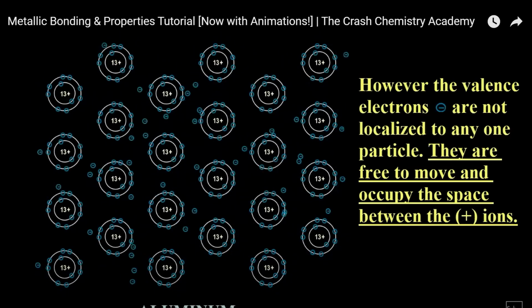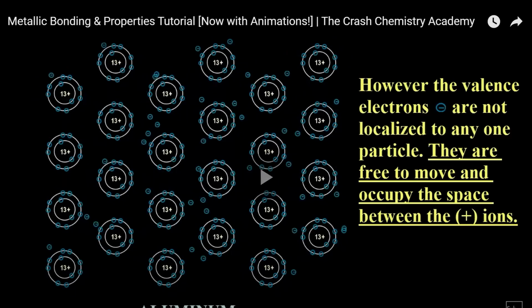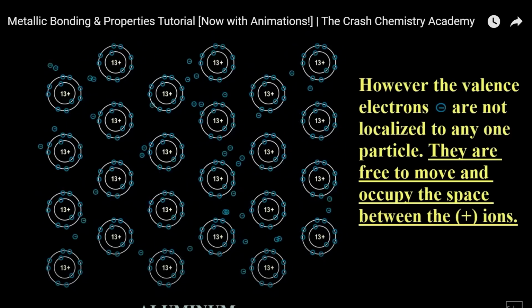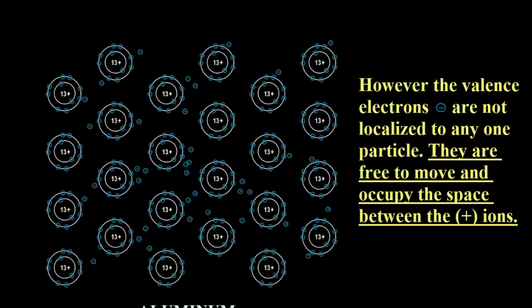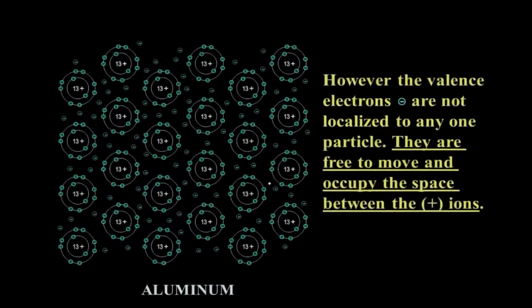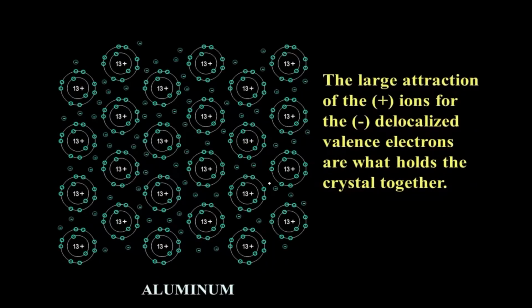Okay, so are you watching the movement of those electrons? They're just going crazy. They're going everywhere. So the electrons create a negatively charged space between the positive ions. And so similar to the electrostatic attraction that holds the ionic crystal together, we have this attraction of opposite charges that are holding the metallic crystal together.